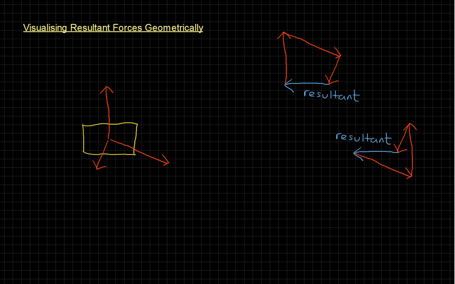So geometrically, this is what you can imagine. It's like taking all of the forces acting on an object, putting them together in some order, and whatever's left, that is the resultant. The order again doesn't particularly matter. So that's the geometrical interpretation of resultant force.